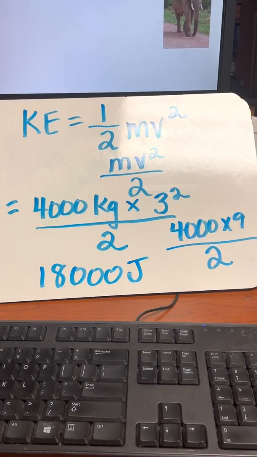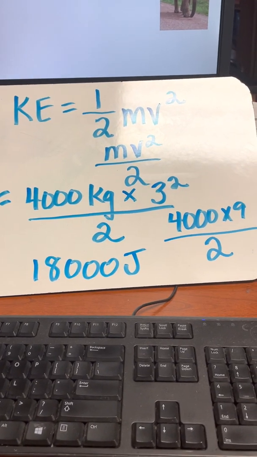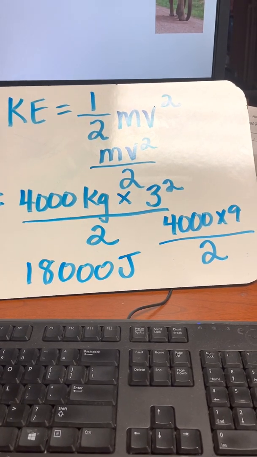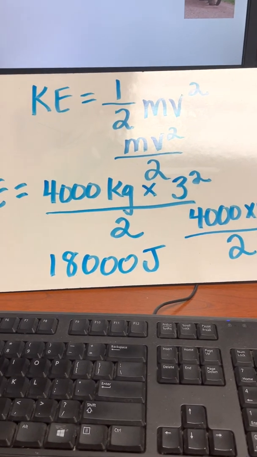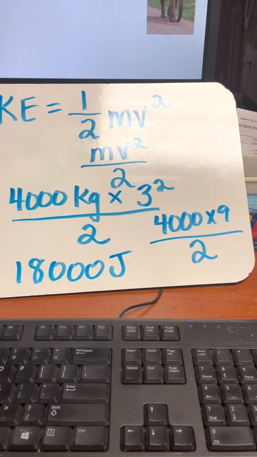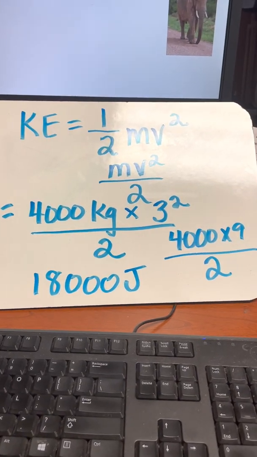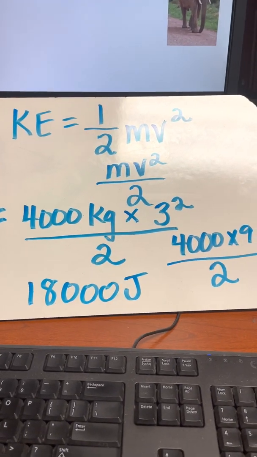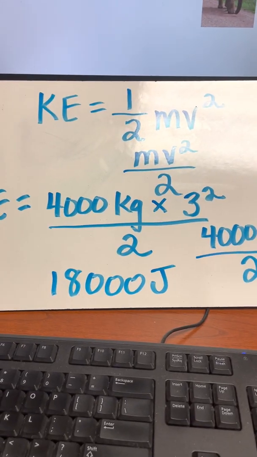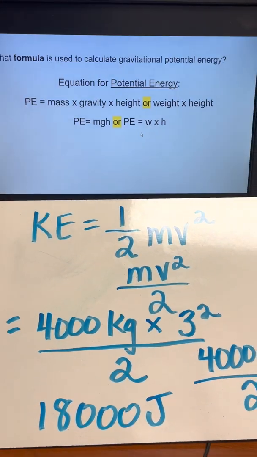Now, instead of dividing by 2, you could have multiplied by 1/2, which is the same thing as dividing by 2. But you should get the answer 18,000 joules. That's how we solve for kinetic energy. That's the kinetic energy of the elephant. All right, so let's go on to our next slide.